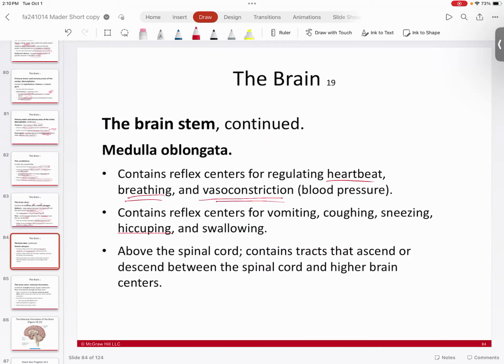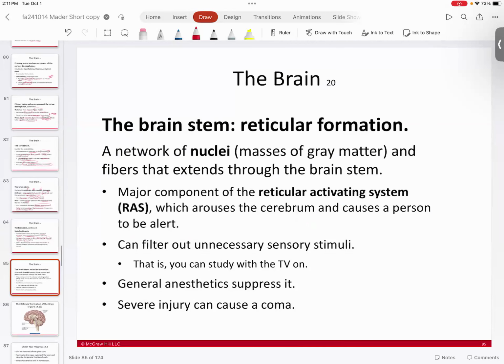You also have reflex centers on your brainstem, that's your medulla oblongata, that are in control of reflexive vomiting, coughing, sneezing, hiccuping, swallowing. So a lot of these maintenance reflexes that we associate with are wired directly to the medulla oblongata. And so you have tracts that basically move from the medulla oblongata into the spinal cord and up into the spinal cord if it's an ascending tract.